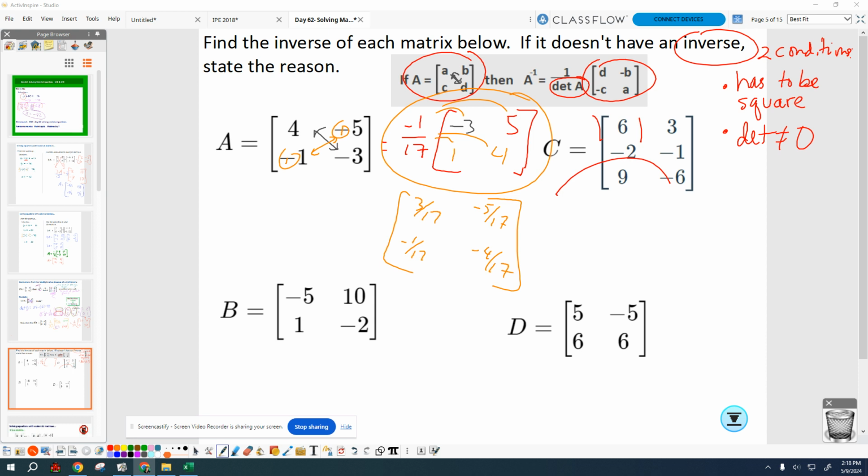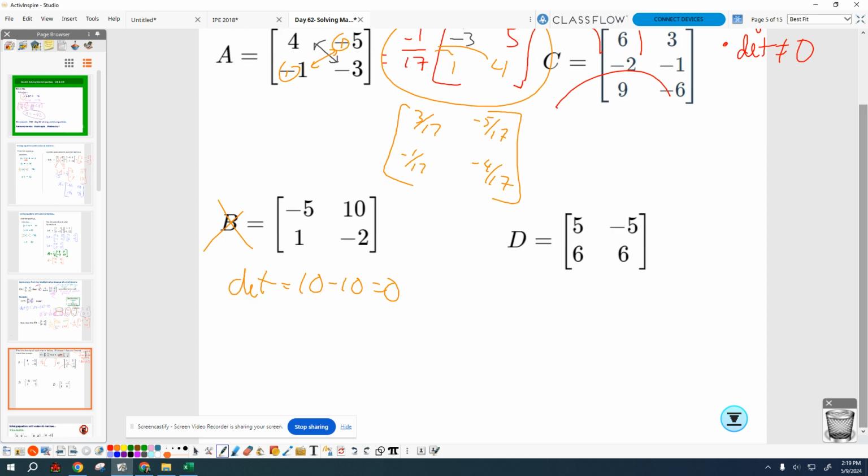Or letter B. It's 0. Okay, so I hear determinant on this one. Both of them. This one is 0, so it does not have a determinant. Well, it has a determinant, it just doesn't have an inverse. Correct. Okay, the determinant is 0, therefore it doesn't have an inverse.